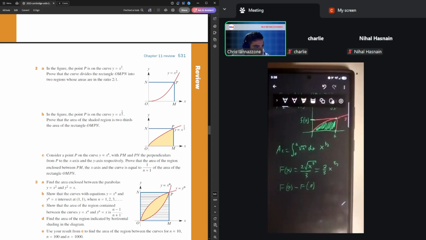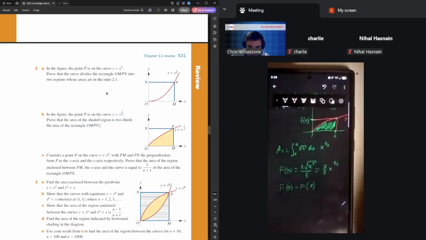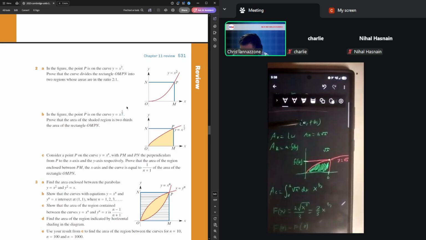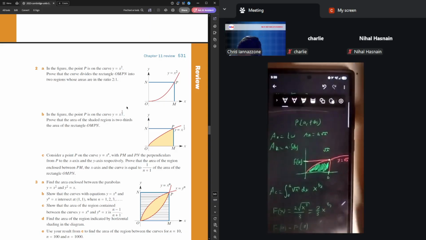Joined a bit late, what question are we up to? We are currently doing 2b here. Very similar to 2a, where we're essentially comparing sets of areas and trying to prove a certain quality. With 2b, we're trying to prove the area of the shaded bit is 2/3 the area of the rectangle. Is the point P for A and B the same? The point P I've defined as its own little coordinate a comma f of a, just to make it something we can actually substitute some values into, rather than using capital M, capital N. Okay. Cool.